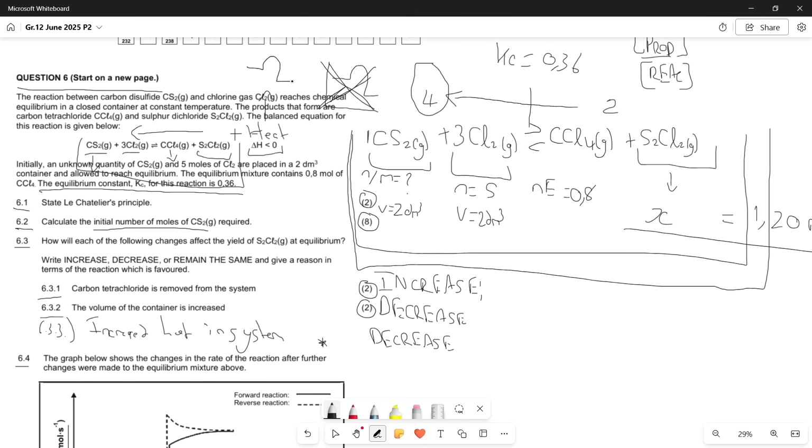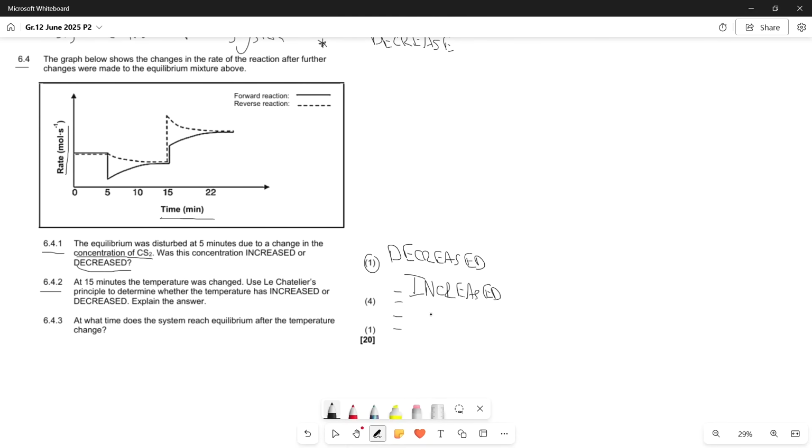because the forward reaction is exothermic, which means the reverse reaction is endothermic, which just means we are favoring the reverse reaction. So we have written that it has increased because we're seeing this sharp spike in the rate, and an increase in temperature favors endothermic reaction.